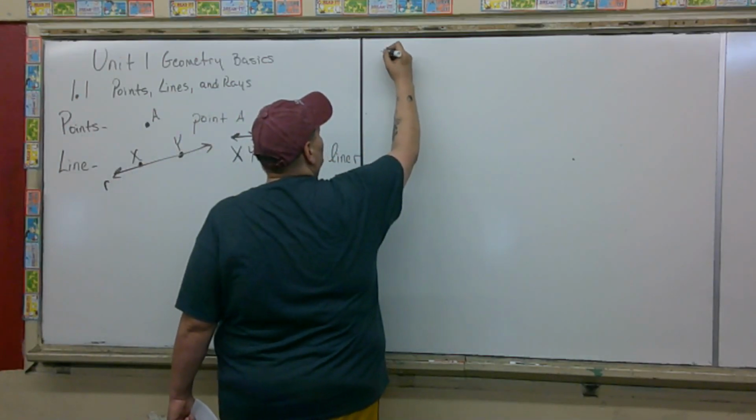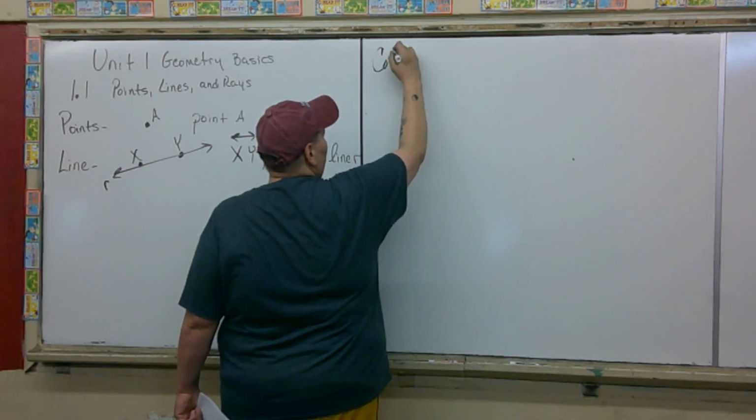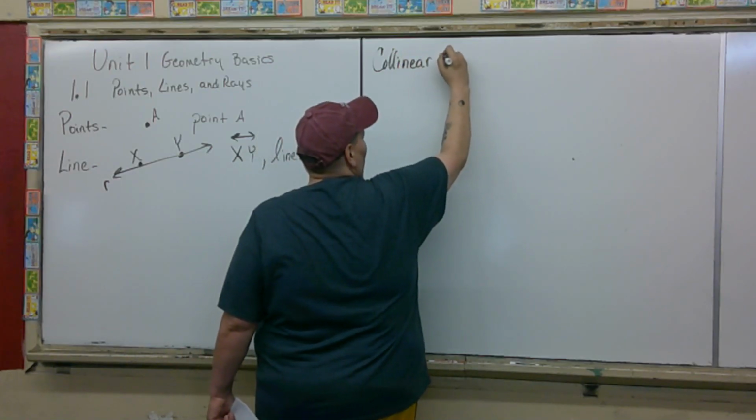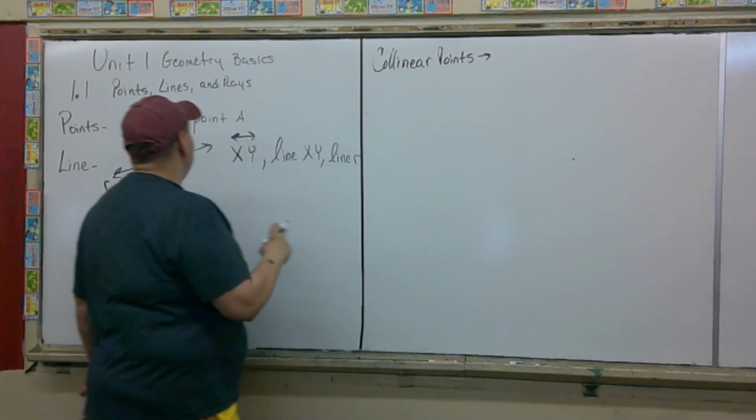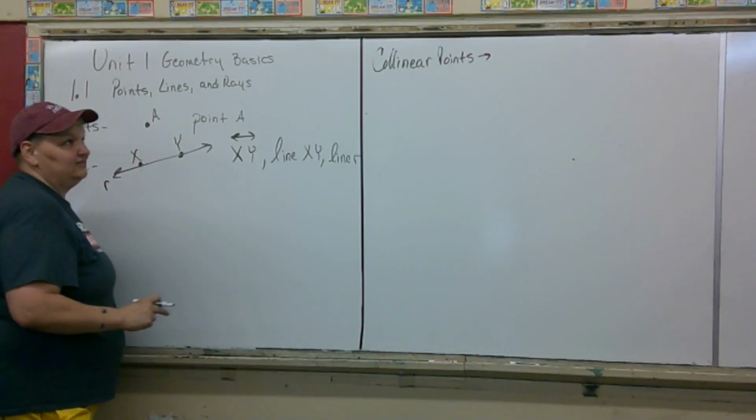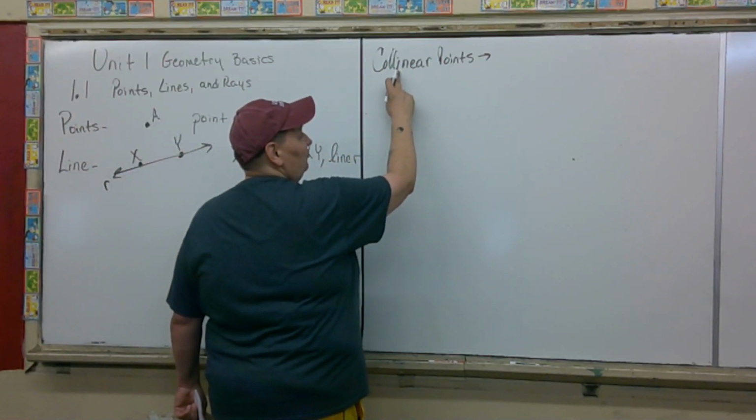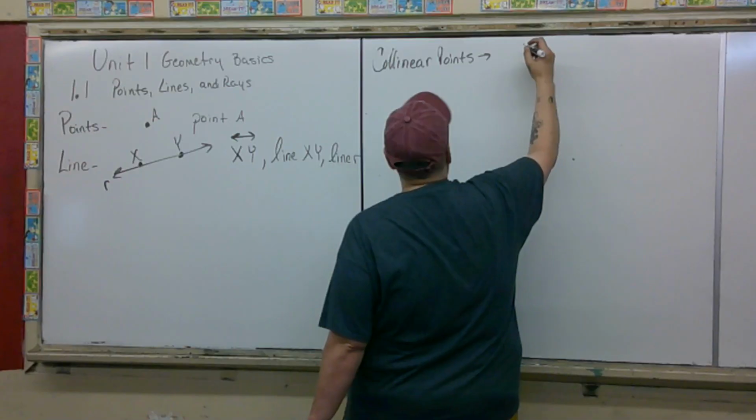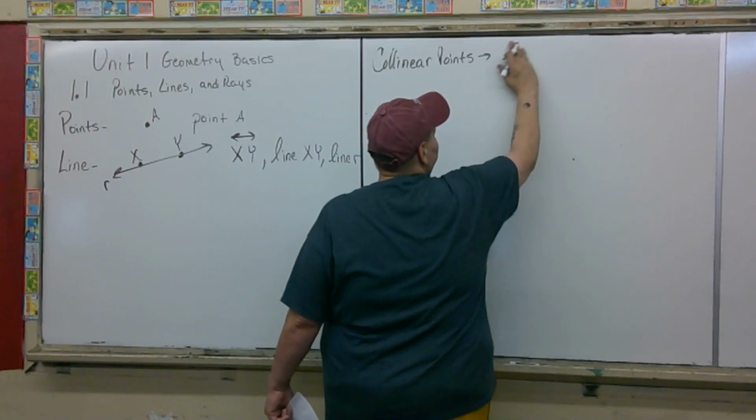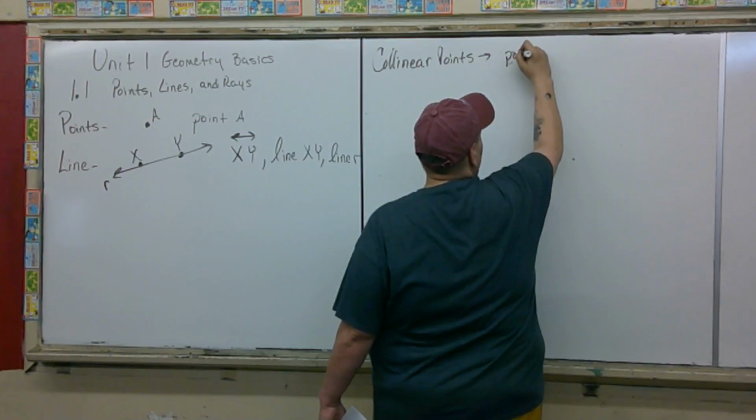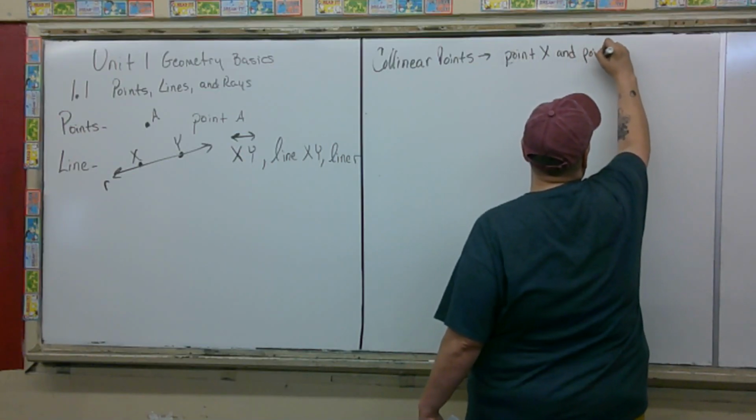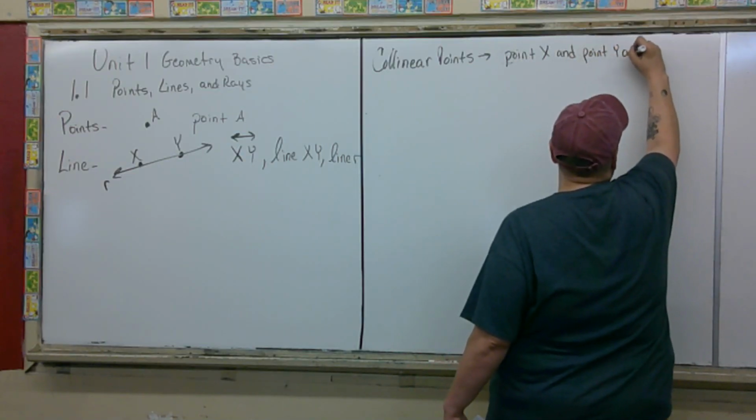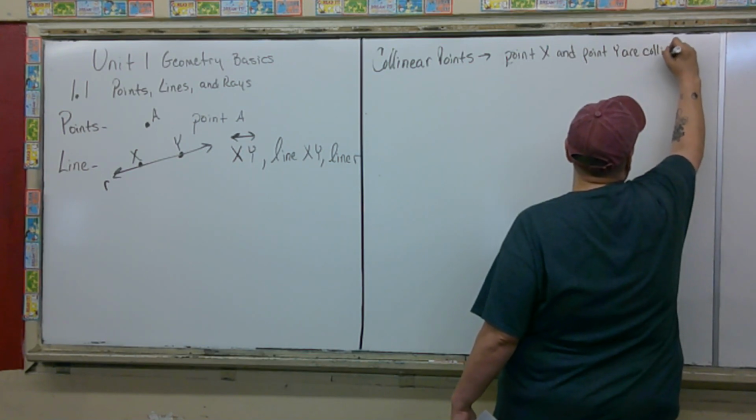Side note about lines. There are collinear points on a line. Collinear points. Collinear means they're on the same line. Look. Points that are on the same line. So, point X and point Y are collinear. They are on the same line.